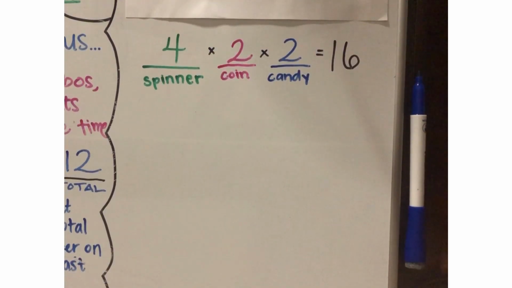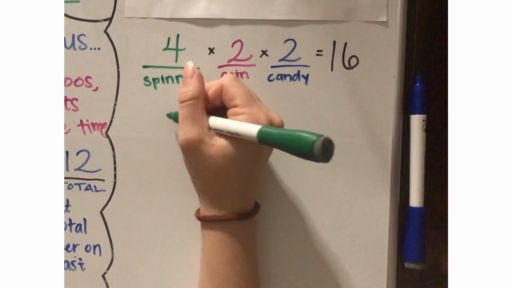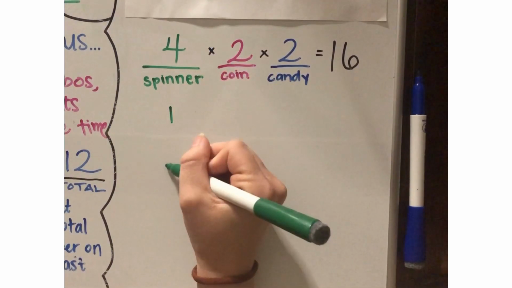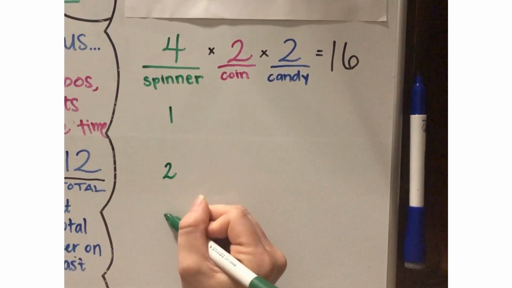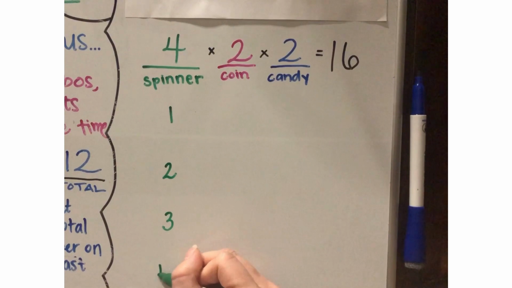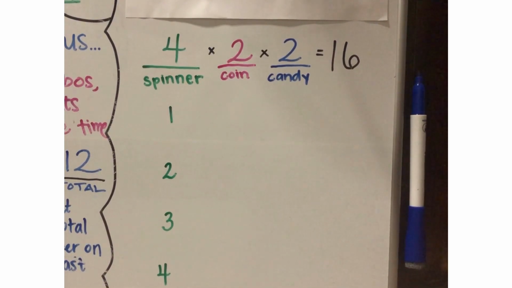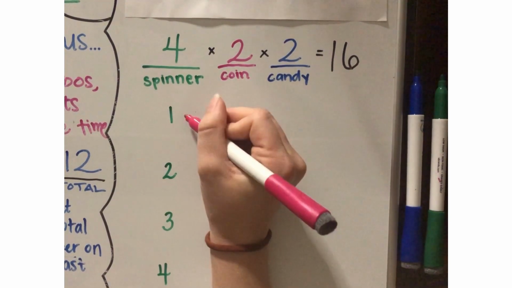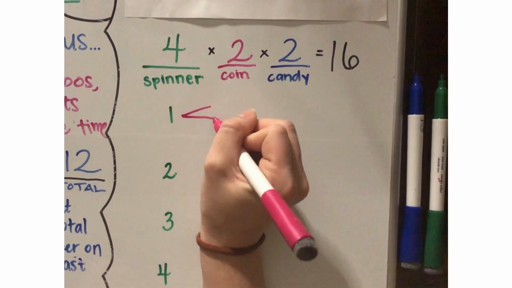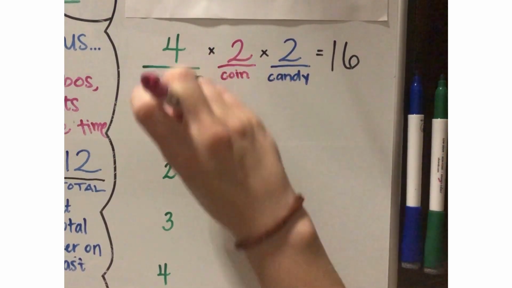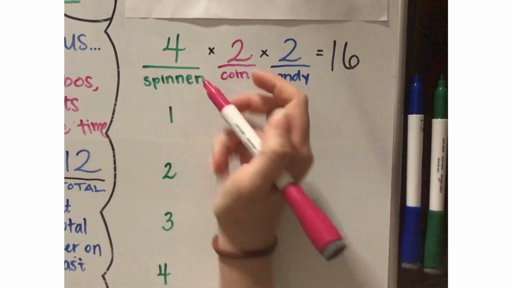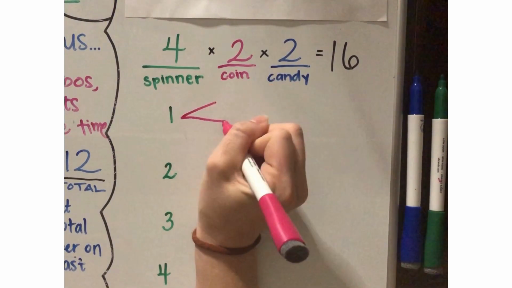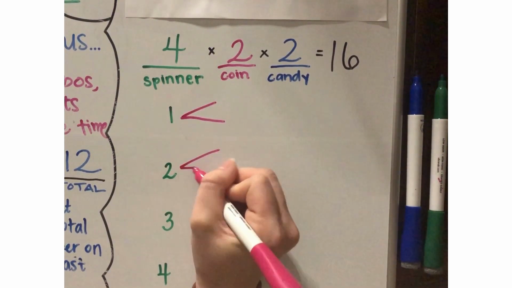So as we had said on our spinner, we had 4 sections. They were labeled 1, 2, 3, and 4. Simple start, right? All right. So those were our spinner options. Now moving on to our coin, we had 2 options. So each number is going to get 2 branches. I kind of like to spread mine out just so I have enough room to write.